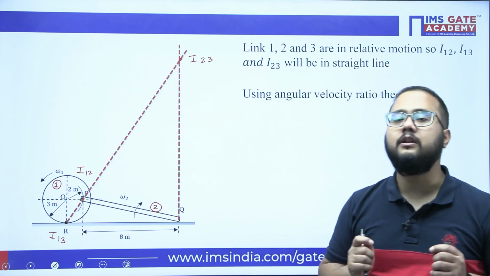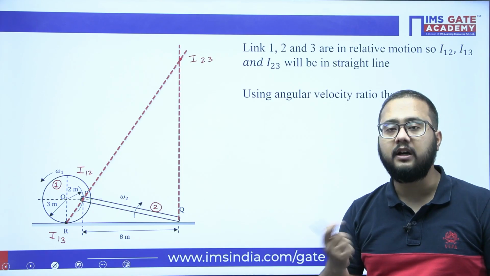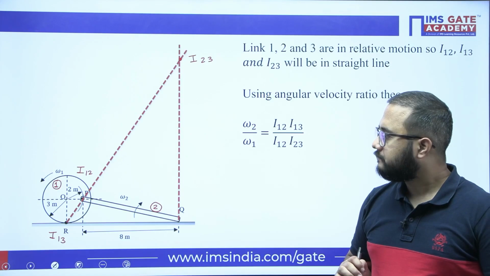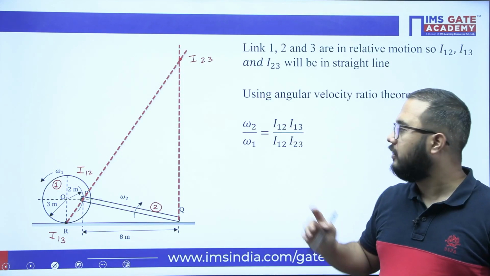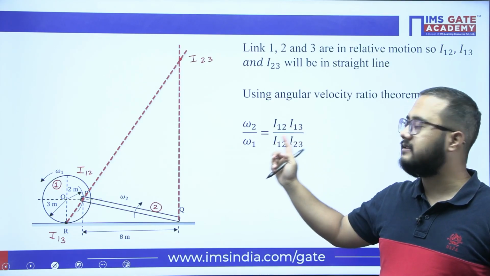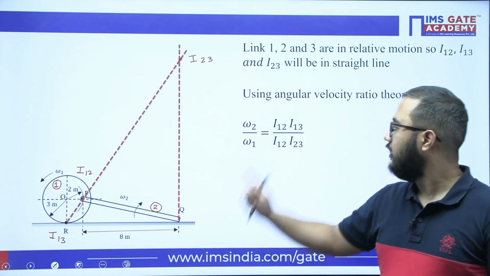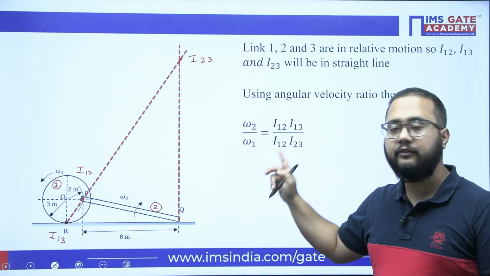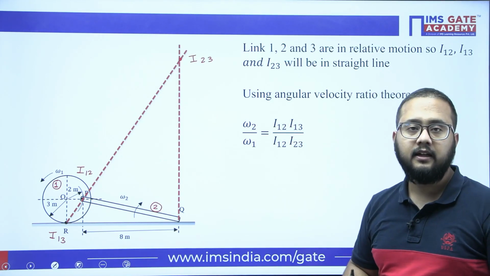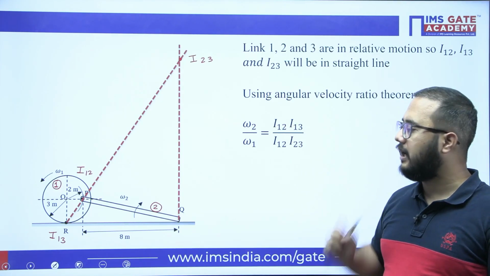Now we will be using the angular velocity ratio. Omega 2 with respect to omega 1 relation they are asking. Omega 2 by omega 1 I will write here, right? So omega 2 by omega 1 will be what? Common I center I12, the distance of common I center I12 from the I center of link 1 with respect to fixed. Fixed is 3 here. The fixed link is 3. So I13. Again, common I center I12, distance from the I center of link 2 with respect to fixed, that is I23.